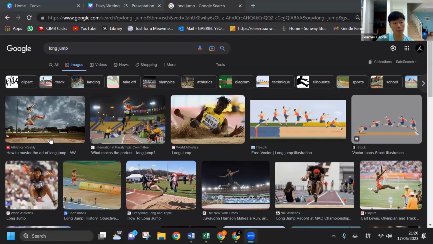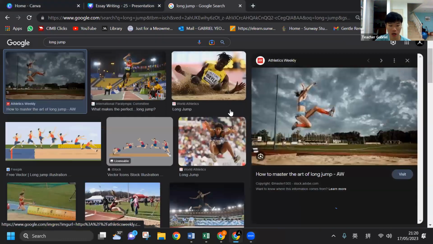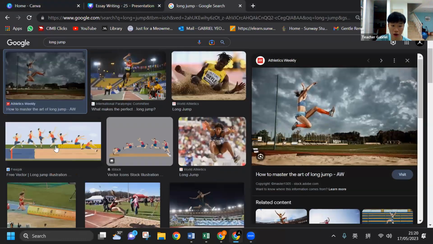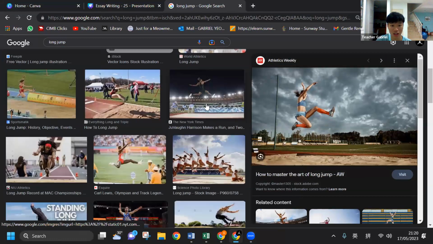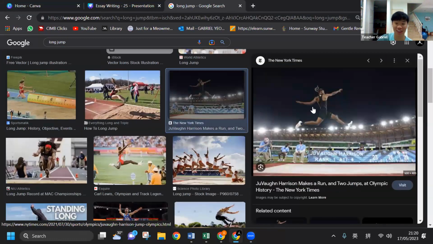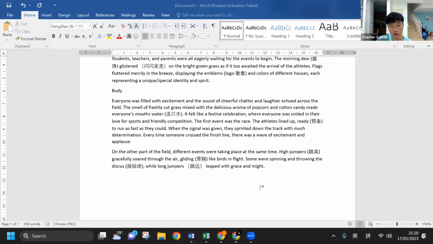So this is long jump. Okay, so long jump 跳远 lah. So you can jump very far, like a lot of meters. Look at that. I don't believe this is real, man. This is crazy. Yeah, so they can jump very high, humans are like that lah.